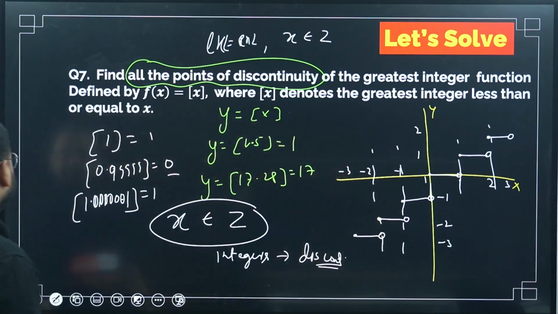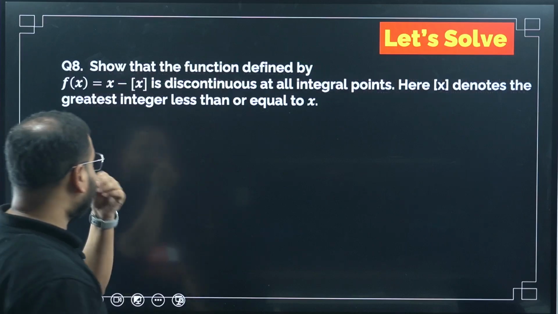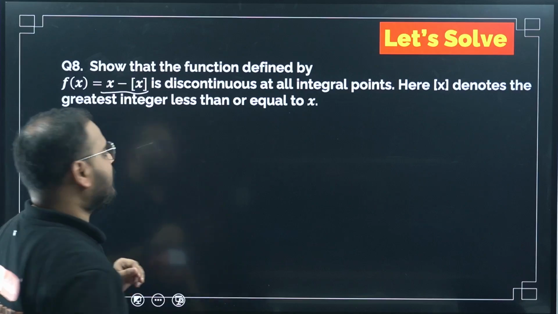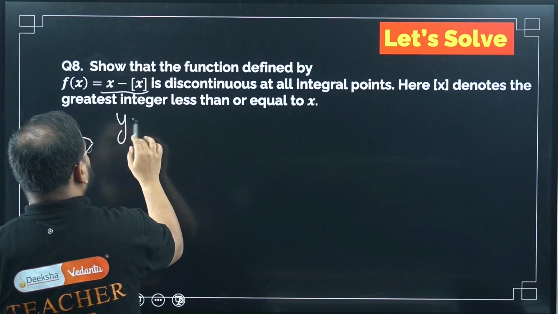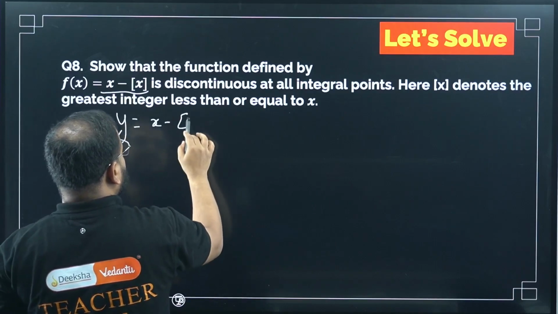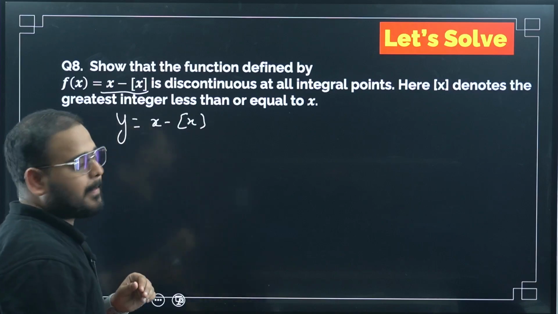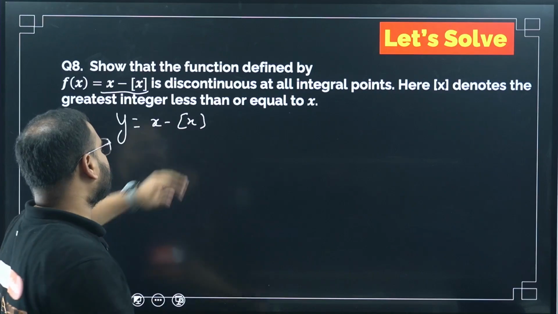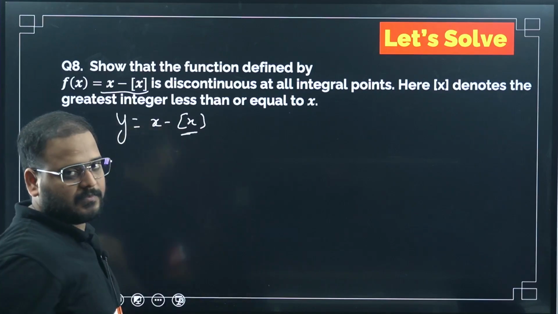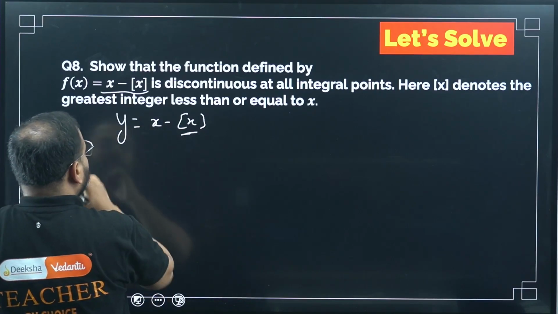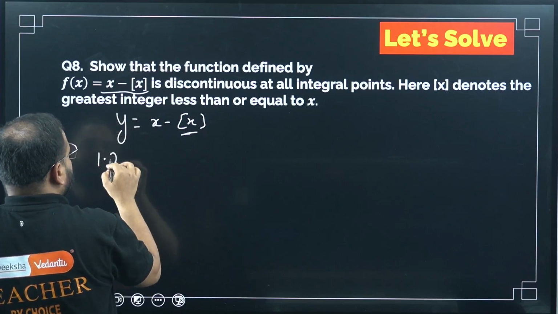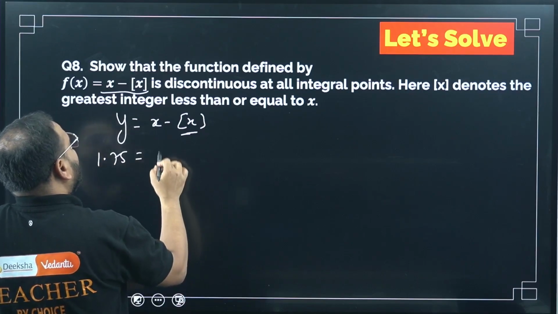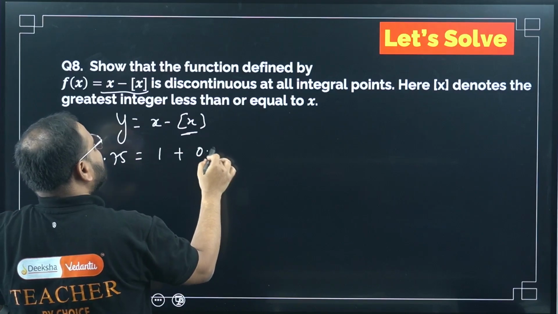Moving on. Again, what is this given as? x minus greatest integer of x. So the function is defined as y equals x minus greatest integer of x. The greatest integer is only the integral part, and the result of this is only an integer. Think about it. If I'm writing, let's say, 1.75, how will I write it? I write it as 1 plus 0.75.